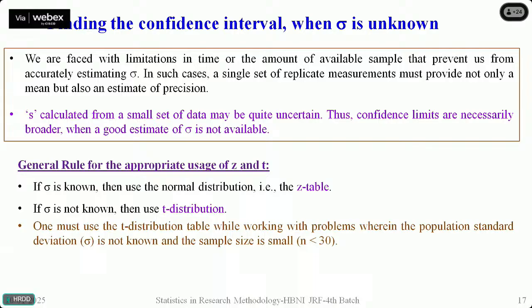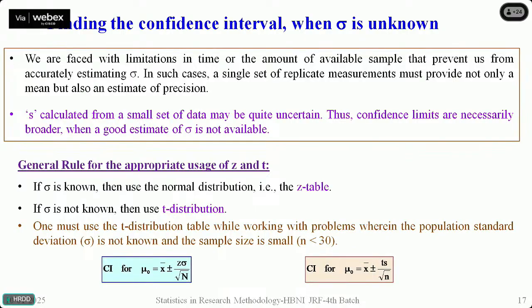If sigma is known to us, then you use the normal distribution table Z. If sigma is not known, we go for the T distribution. And when the number of data points is small, the preference will be using the T table, which is the more realistic case. And the confidence intervals, we have already learned how they are expressed.